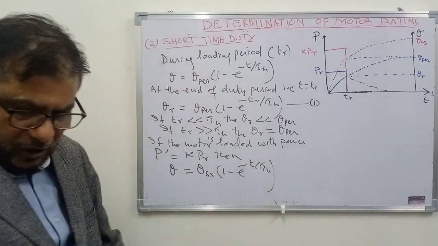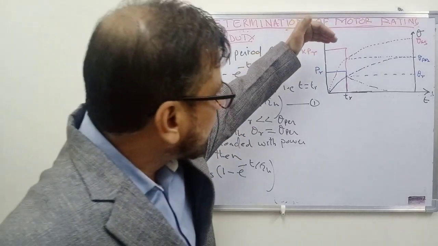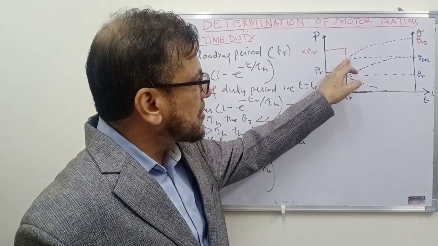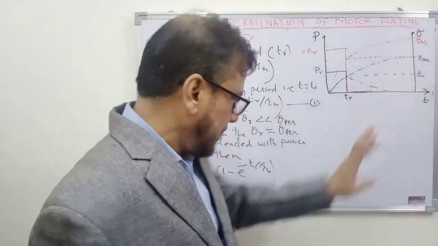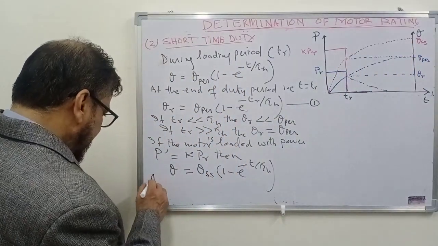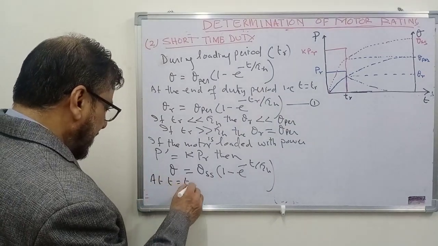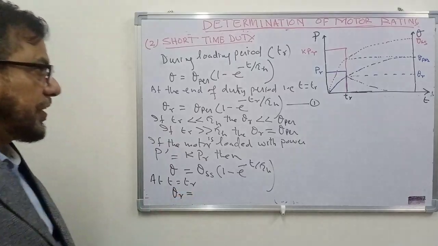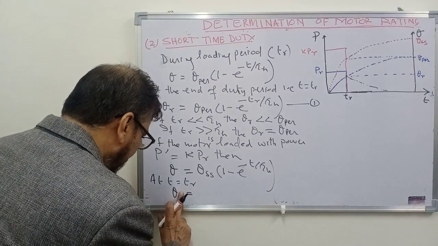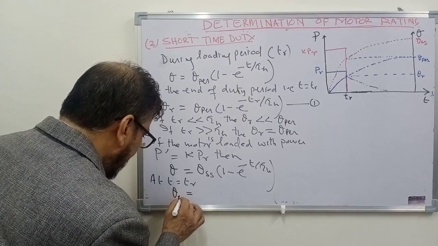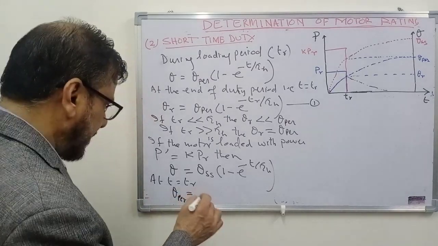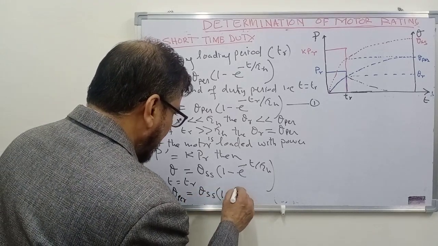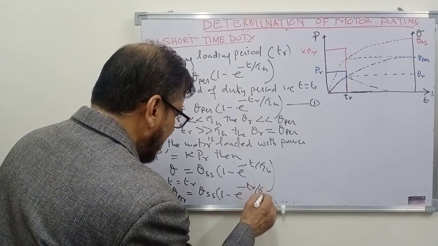So we have to overload it such that at the end of the duty period, or the running period, the temperature reaches the permissible temperature rise. That is, at T equal to TR, the temperature of the motor should become equal to the permissible or the rated temperature rise of the motor, that we are calling theta PER, and that is equal to theta SS into 1 minus e to the power minus TR upon tau h.